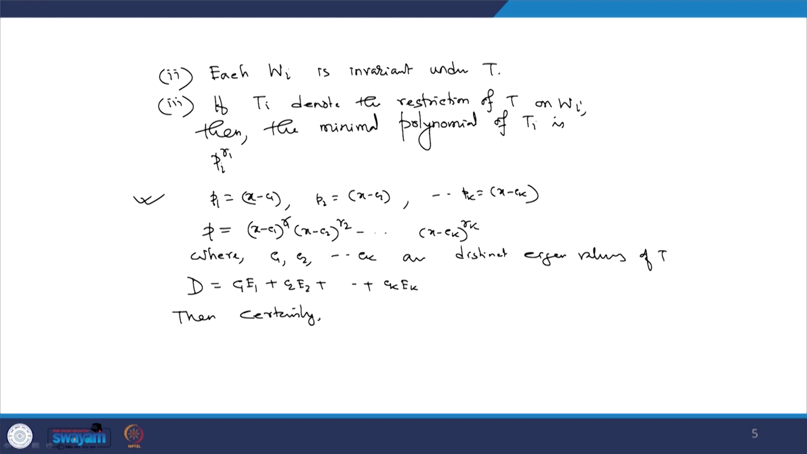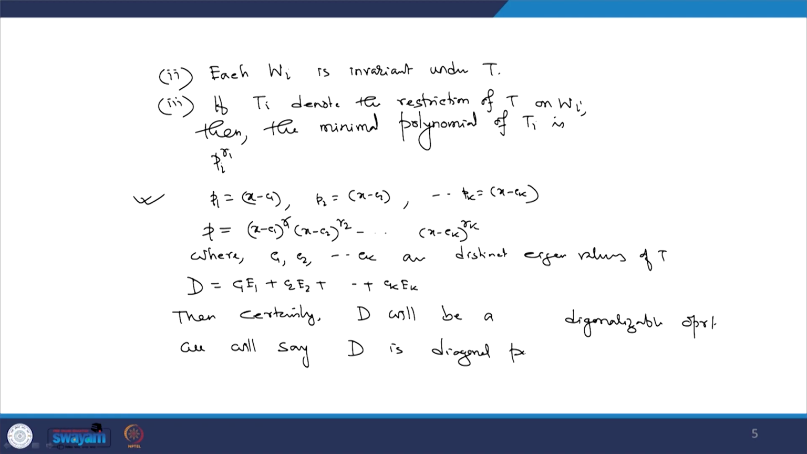using that theorem D will be a diagonalizable operator. So, if I can write D equal to c1 E1 plus c2 E2 plus ck Ek, then certainly D will be a diagonalizable operator. We will say D is the diagonal part of the operator T.